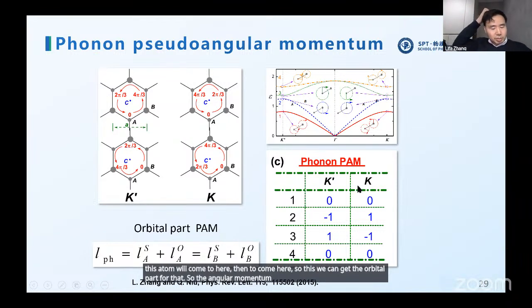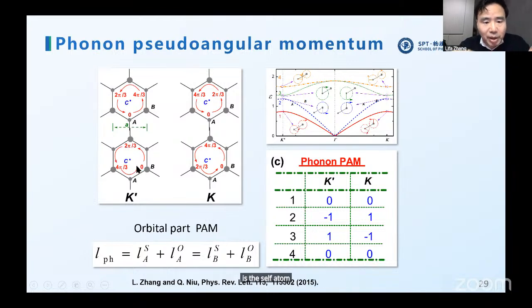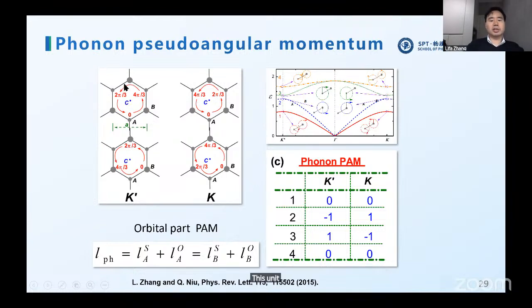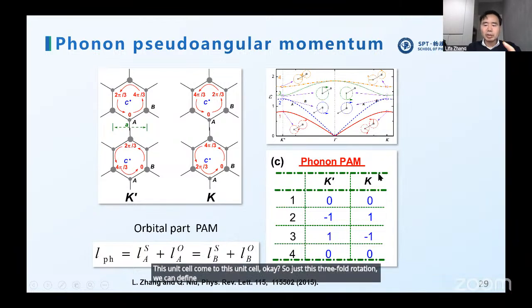The spin part is the self-rotation of the atom, and the orbital part arises because the unit cell changes: when we do the rotation, this unit cell comes to this unit cell. So from this threefold rotation, we can define the phonon pseudo angular momentum. This pseudo angular momentum defines the symmetry for phonons.